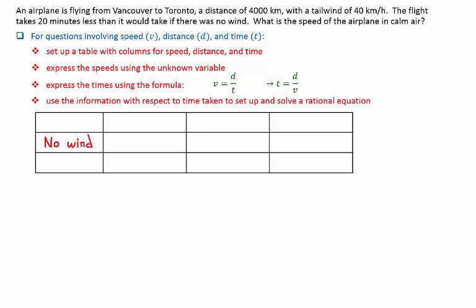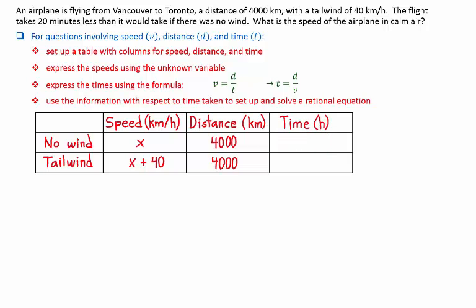We have rows in this table corresponding to no wind and with a tailwind. For the speed column, we want to calculate the speed of the airplane in calm air. This corresponds to no wind. With a 40 kilometer per hour tailwind, the speed will then be x plus 40. For the distance column, the distance given is 4,000 kilometers. This corresponds to whether there's no wind or if there's a tailwind.